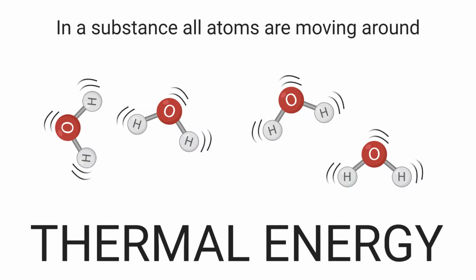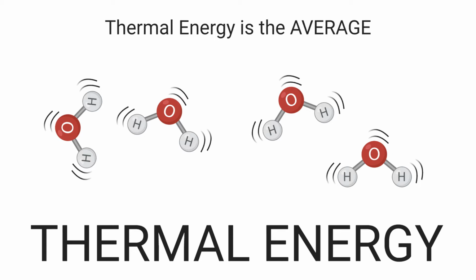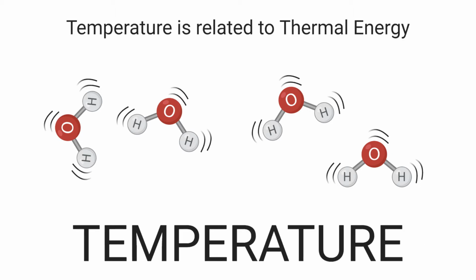In a substance, all the atoms are moving around with their own kinetic energy. We call the average of all these movements the thermal energy of a substance. In other words, kinetic energy is associated with single atoms or molecules, while thermal energy is associated with compounds and substances. Thermal energy is an average of all the kinetic energy from all the atoms or molecules in the substance. As the thermal energy goes up, so does the temperature. Thermal energy and temperature are not exactly the same thing, but temperature is closely related to thermal energy.